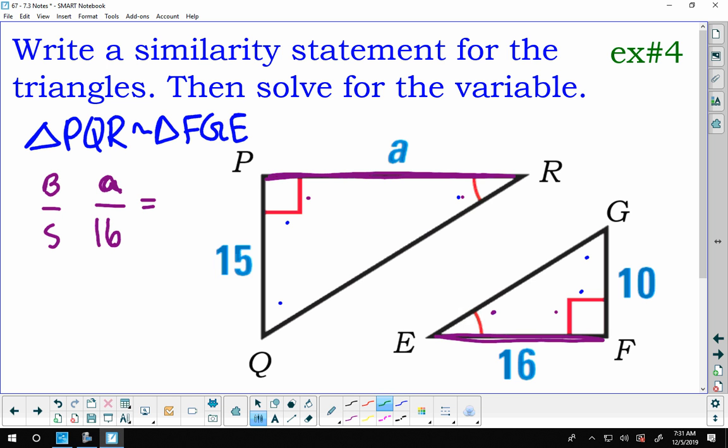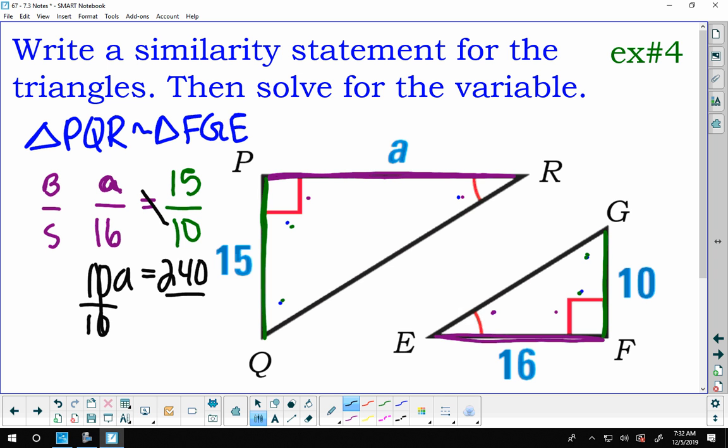So 15 in the big triangle, which goes from 90 to no marks, corresponds to 10 in the small, because that is 90 to no mark. So we can cross multiply to solve for A. 10 times A is 10A. 15 times 16 is 240. 240 divided by 10 is 24 for A.